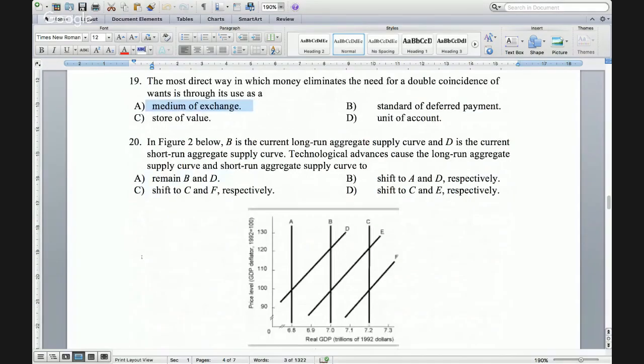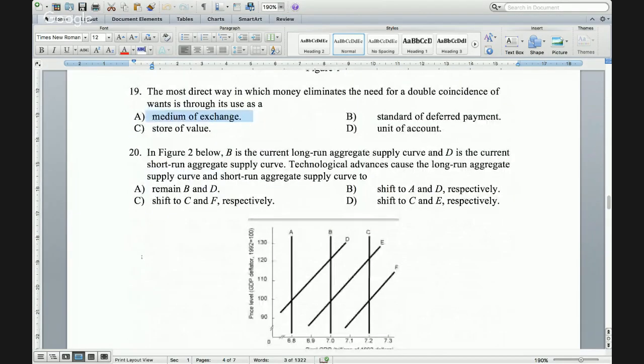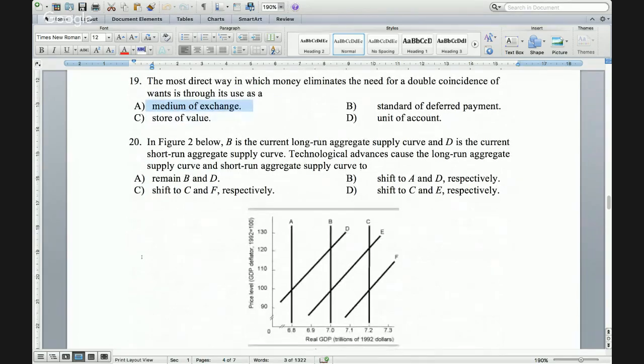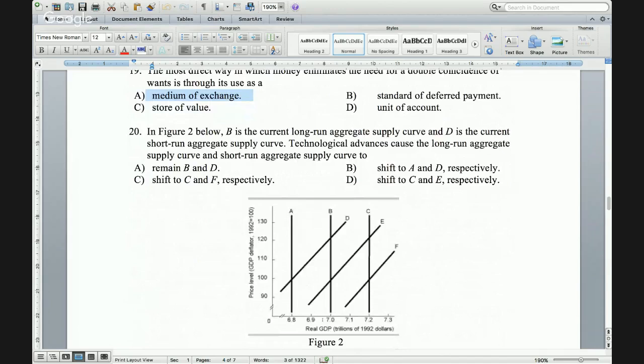Okay, and the final question, question 20. Figure 2 below. So again, we have, and they're not labeled, but you might recognize them, this vertical line is your potential GDP, which is also known as your long run aggregate supply. And we happen to have 3 of them, A, B, and C. And this diagonal, which is upward sloping, is your short run aggregate supply.